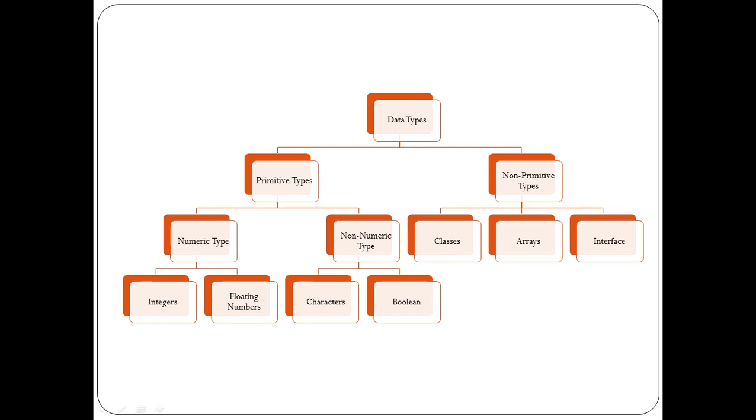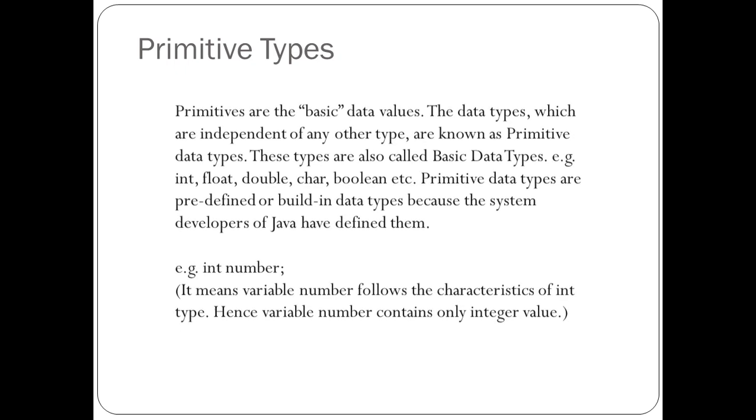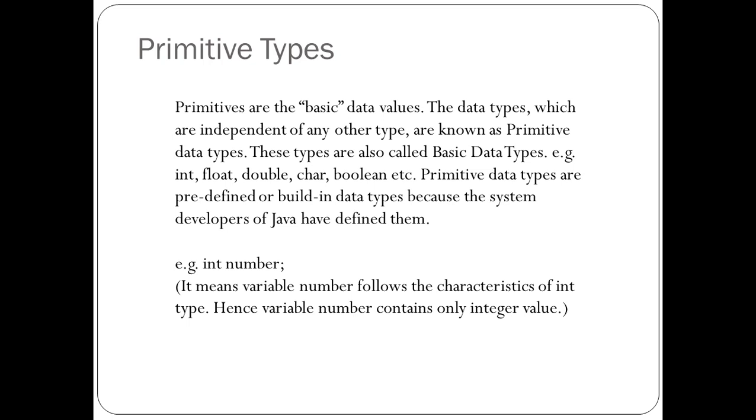Now let's move on to primitive types. Primitive types means the data types which are already defined for the programmer. That means the Java developer has already defined them. Primitive data types are also known as basic data types. Those basic data types are int, float, double, char, boolean, etc. Suppose in a program, if you want to declare int x, that means x is a variable of integer type. That means we can store only an integer type of data in that variable.